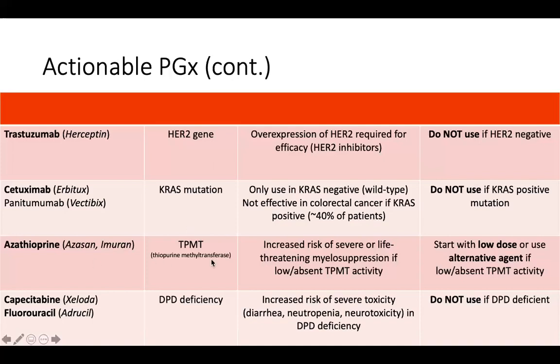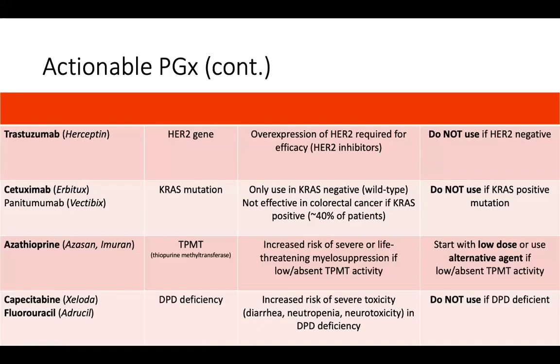And then azathioprine, that's TPMT. We have increased risk of severe or life-threatening myelosuppression if it's low or absent, that TPMT activity. So we might want to start with a low dose or use an alternative agent if there is low or absent activity.